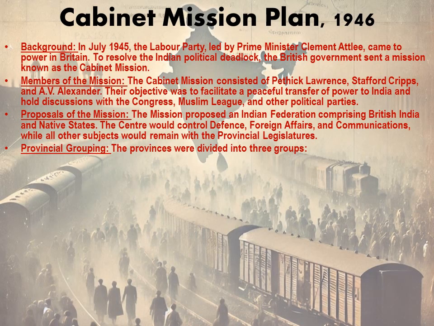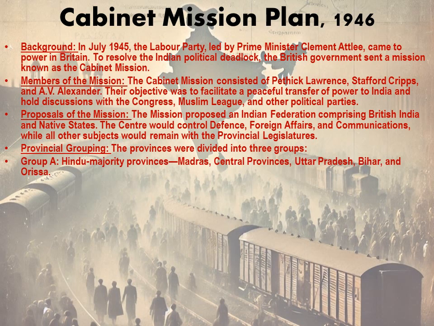Provincial grouping. The provinces were divided into three groups. So all the provinces were under three groups. What were those groups? Group A, Hindu majority provinces: Madras, Central Provinces, Uttar Pradesh, Bihar, and Orissa. So the Britishers divided India on the basis of religion. Hence, Group A had Hindu majority provinces.